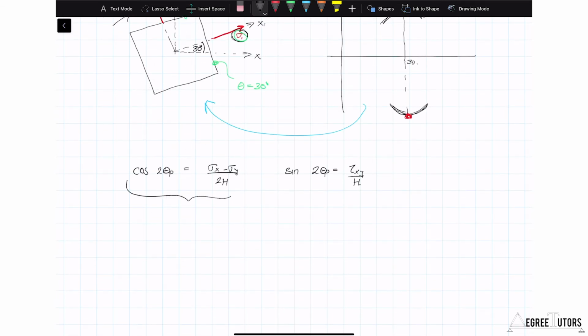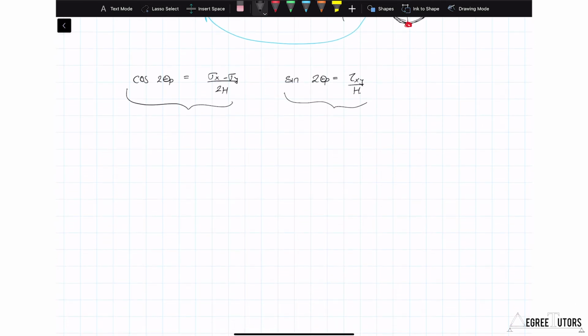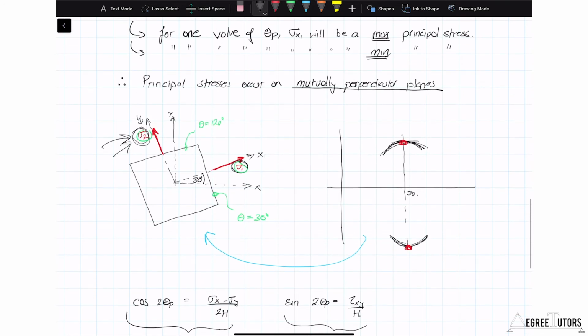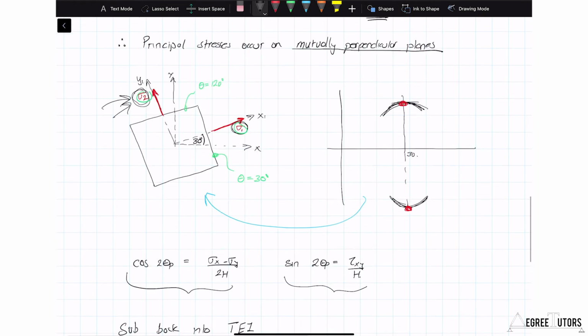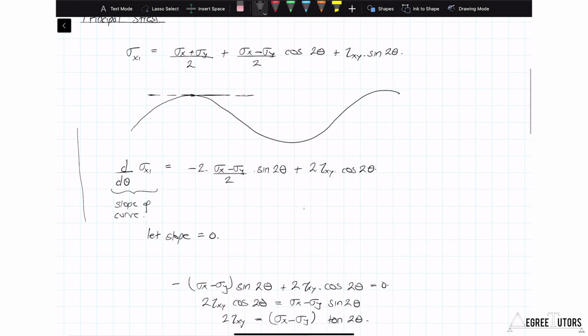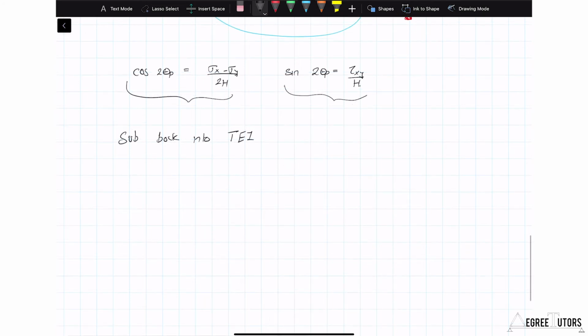Let's take these expressions for sine and cosine of 2 theta p and sub them back into our transformation equation. Transformation equation 1, right? So sub them all the way back into this equation here. If I do that, what am I going to end up with? I'll end up with sigma x1 being equal to the following: sigma x plus sigma y over 2 plus sigma x minus sigma y over 2, all multiplied by sigma x minus sigma y over 2 times the hypotenuse, plus tau xy times tau xy over h.